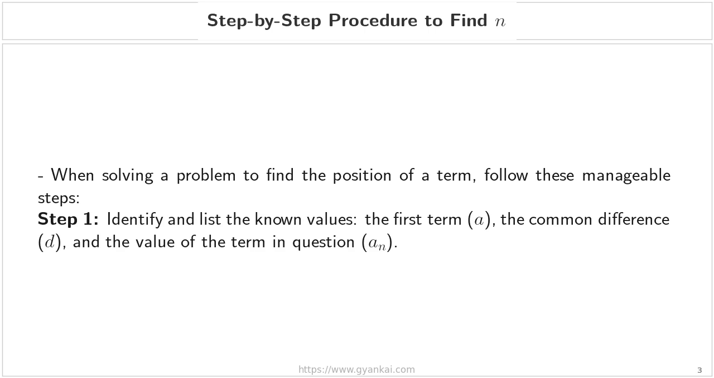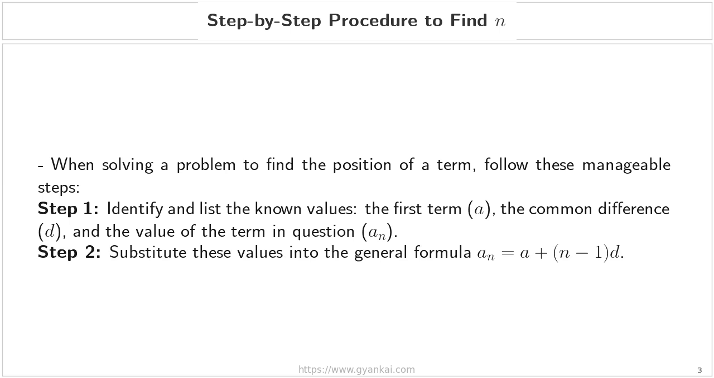Step 1, your first task is to act like a detective. Read the problem carefully and identify and list your known values. You need to find the first term, which we call a, the common difference, which we call d, and the specific value of the term you are looking for, which we call a sub n. Step 2, once you have your values, substitute them into the general formula. You'll take those numbers and plug them into the formula. a sub n equals a plus the quantity n minus 1 multiplied by d.